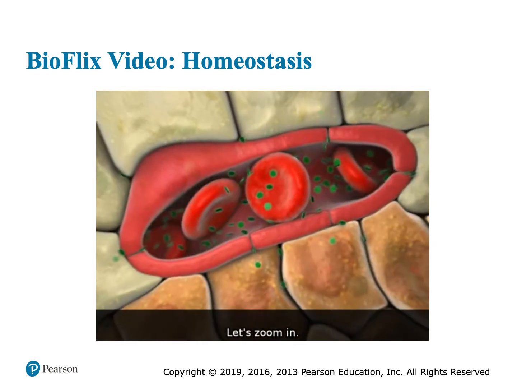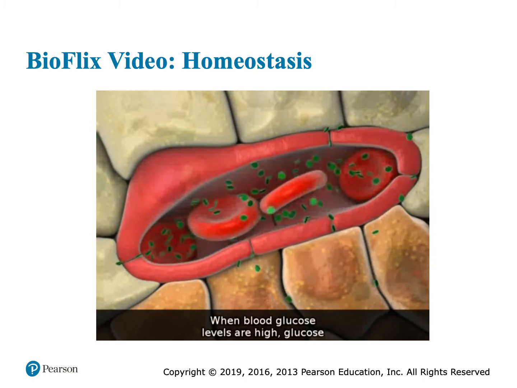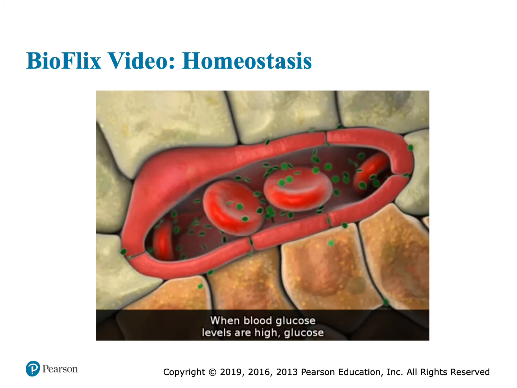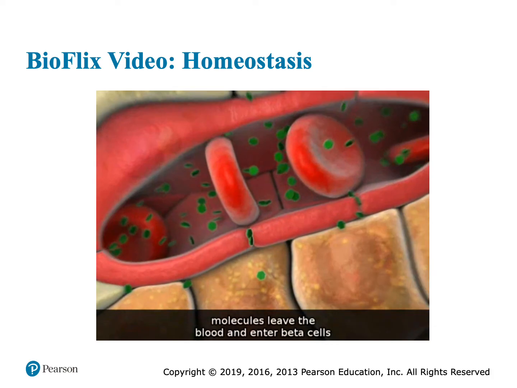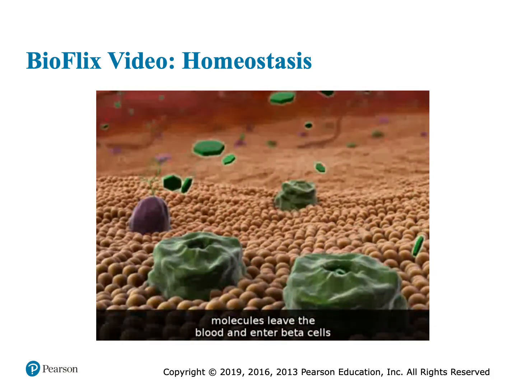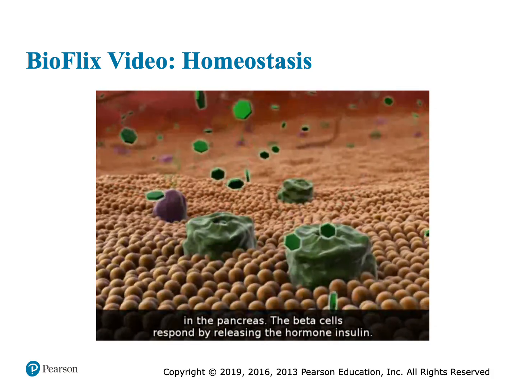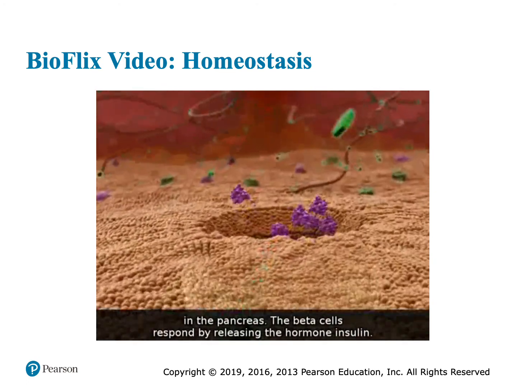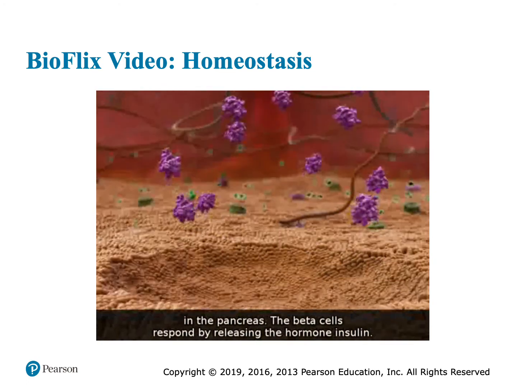Let's zoom in. When blood glucose levels are high, glucose molecules leave the blood and enter beta cells in the pancreas. The beta cells respond by releasing the hormone insulin.